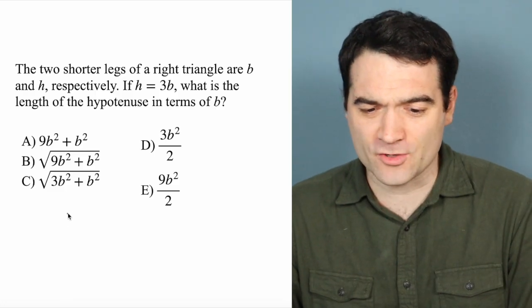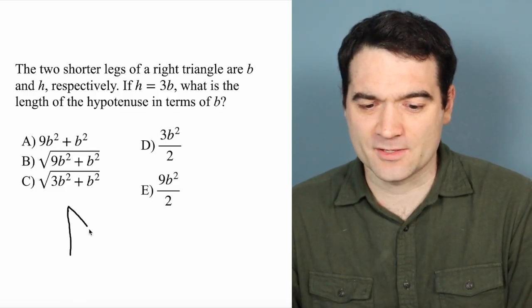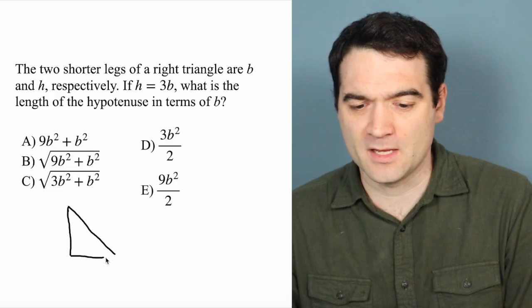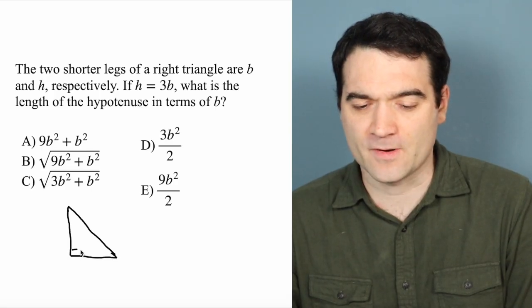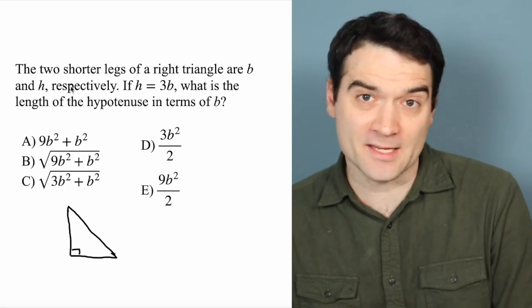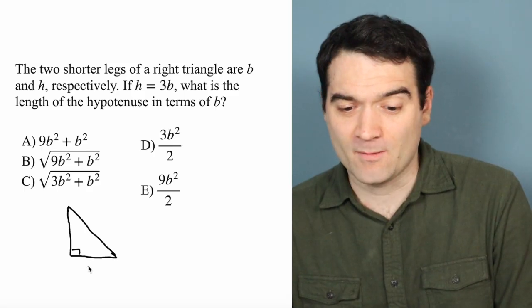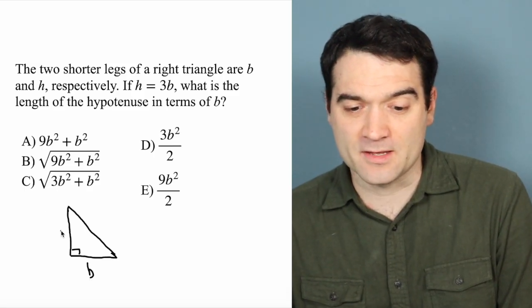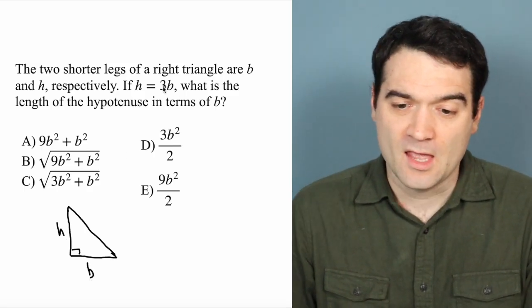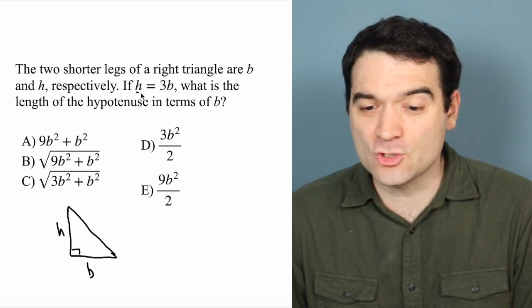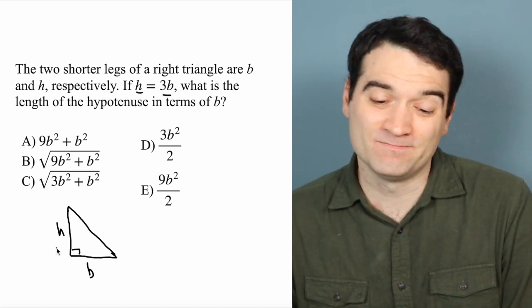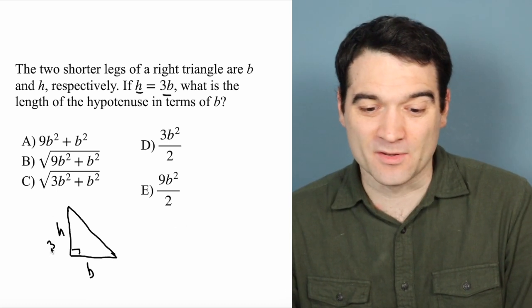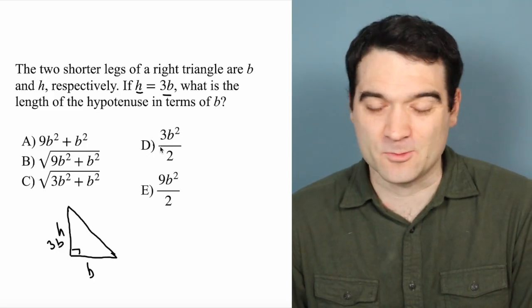Let's draw this triangle out, right? So it's a right triangle, meaning that there's a right angle right there. And they say the two shorter legs of the triangle, so we're talking about this one and this one. Why don't we call this B and this is H? And we're told that H is equal to 3B. So we might as well just label this as 3B in case we need it.